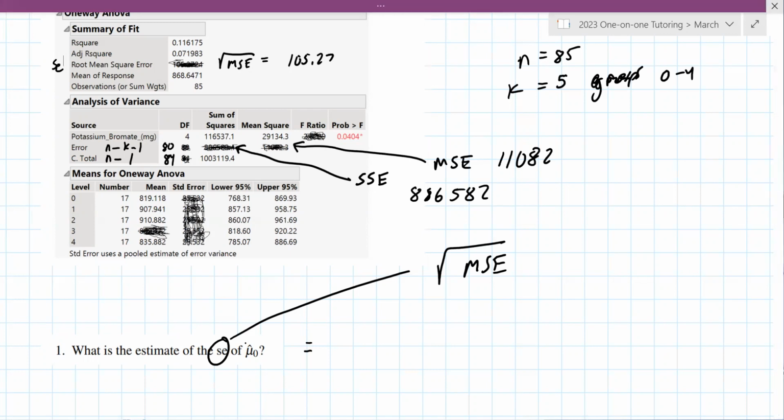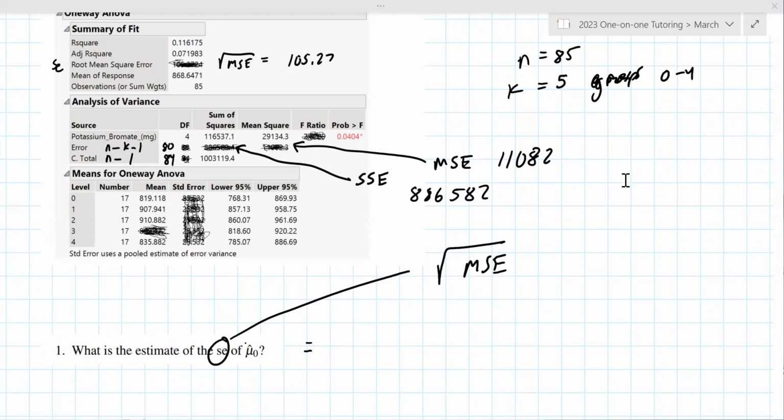Oh, wait. Because of the properties of ANOVA, your root mean square error is your standard error of X bar, or mu naught. It's the standard error of the population estimate, the mean estimate of the population. Okay. That makes a lot more sense.